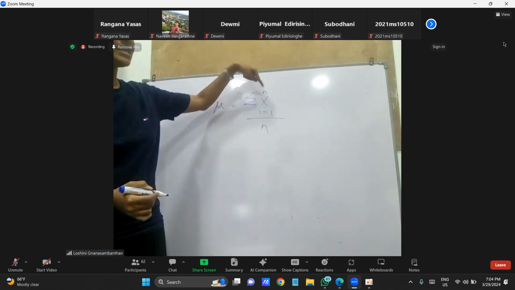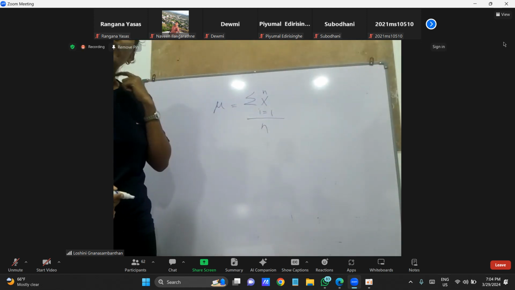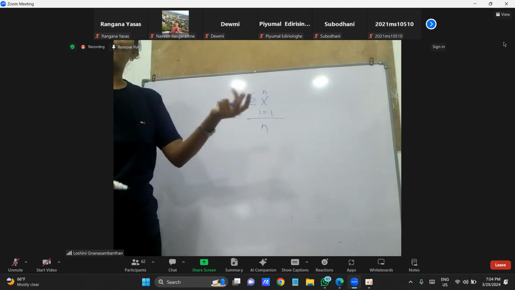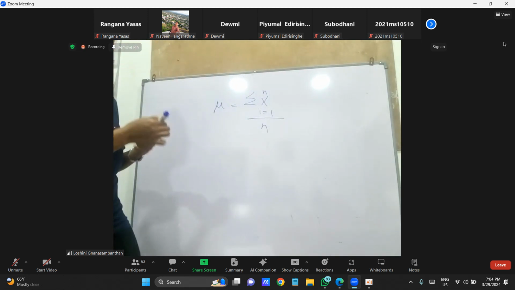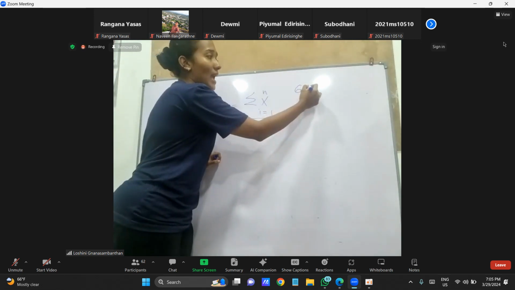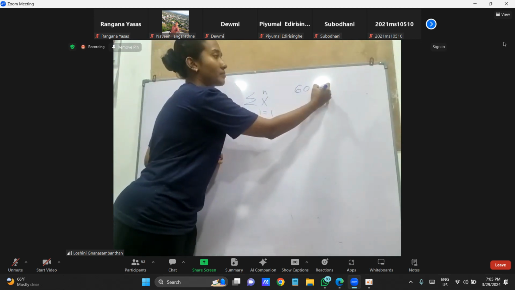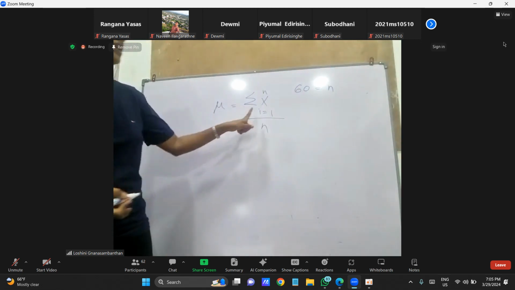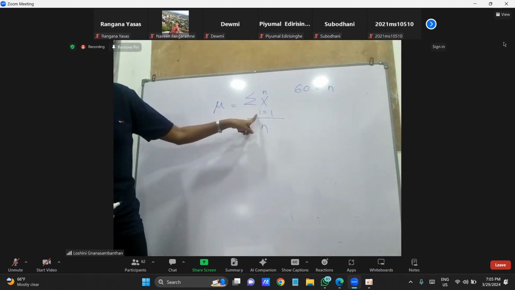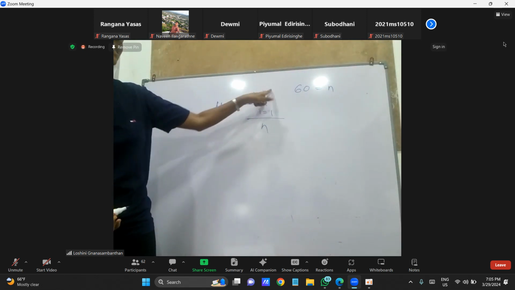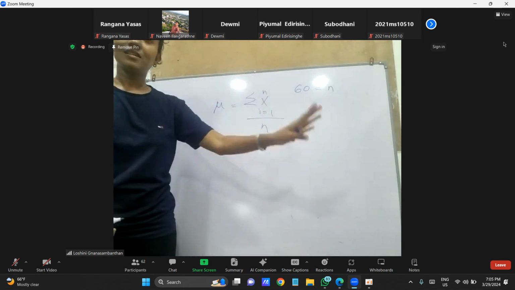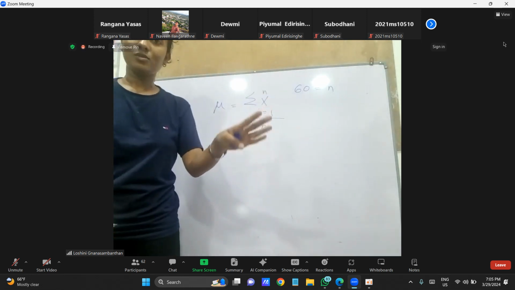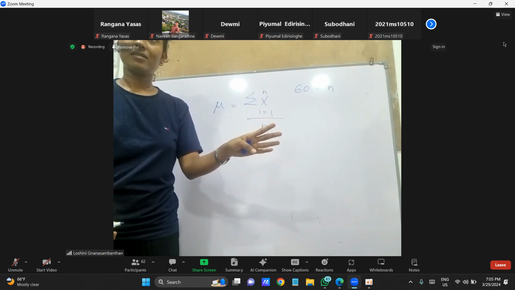N is the number of data points you have. Now in this case, you have 60 families. So n is 60. So the number of families you have is from 1 to 60. So that means there are 60 y values.